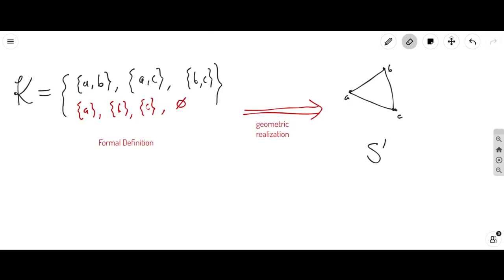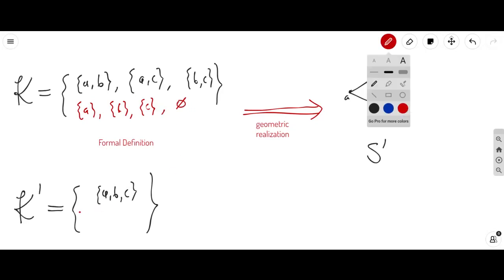Okay, so let's give some other definitions. Before I go on, what if you have a complex K prime and it's rather given by the set containing A, B, C, taken together? So that's your simplex. Of course, we're sloppy. We do not write down the subsets, but you do have the subsets. You have A, B, and so on, all the way up to the empty set.